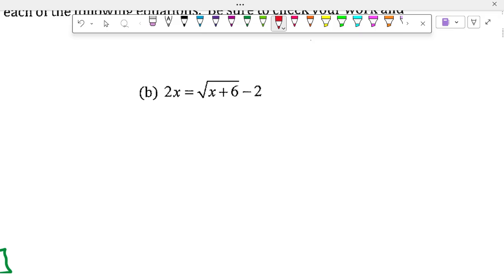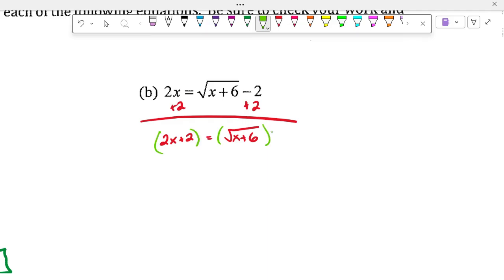All right, so first things first, before I can square both sides, what do I have to do first? Add that 2 to both sides. So we've got to get the radical by itself before we can square it. So this will be 2x plus 2 is equal to the square root of x plus 6. Now I can take my squares. That goes away. I get 4x squared plus 8x plus 4 is equal to x plus 6.